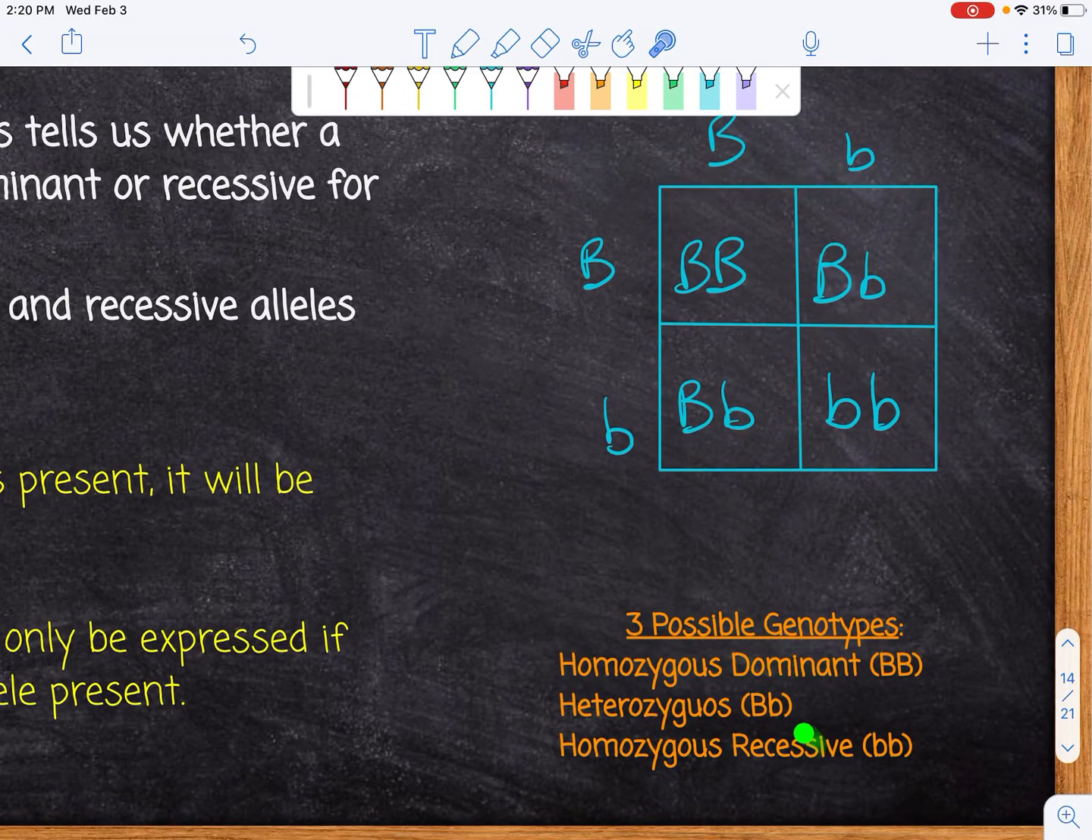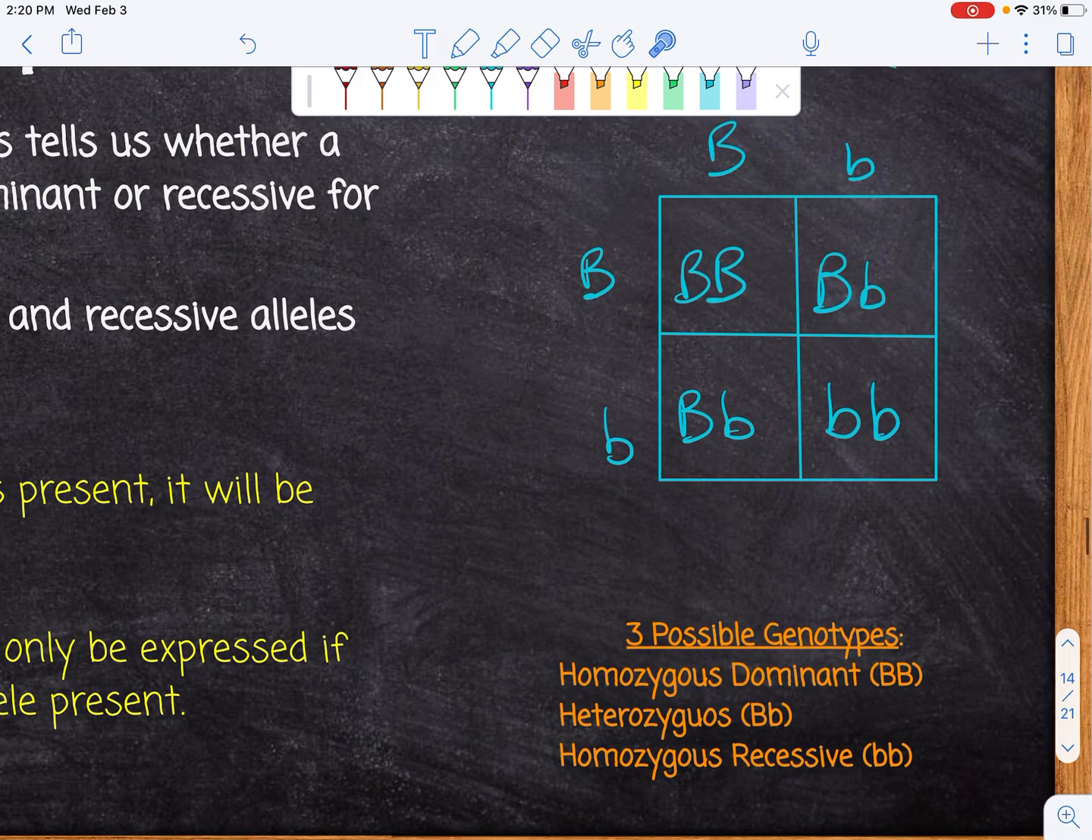And we're using our genotypes again now that we know what dominant and recessive means. Again, homozygous just means 2 of the same. Homozygous dominant is 2 dominant alleles. So, do I have any offspring with 2 dominant alleles? Yeah, 25% of my offspring, because it's 1 square, will have 2 dominant alleles. So 25% of the offspring are homozygous dominant.